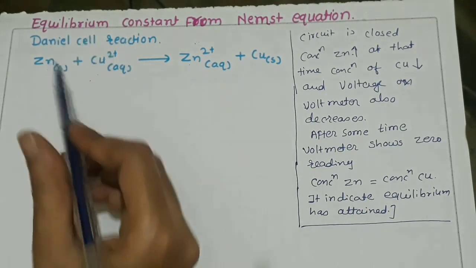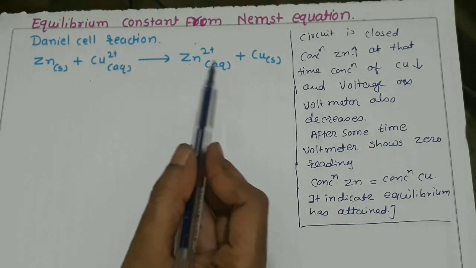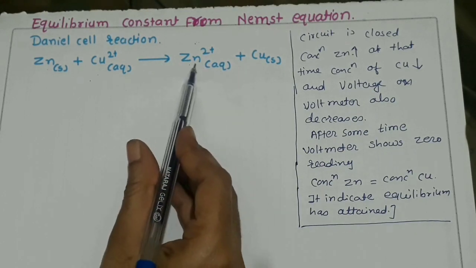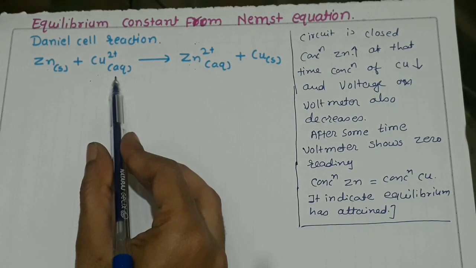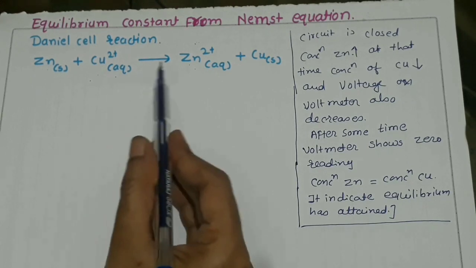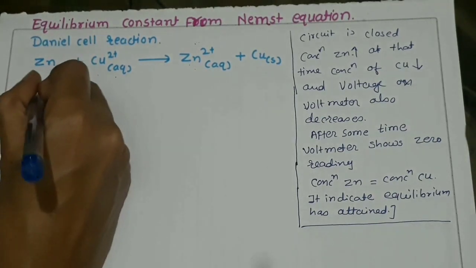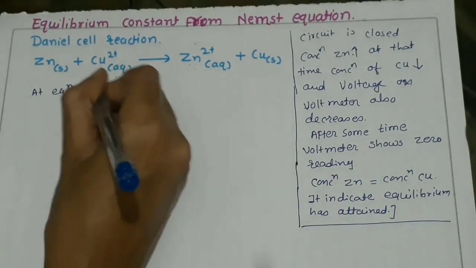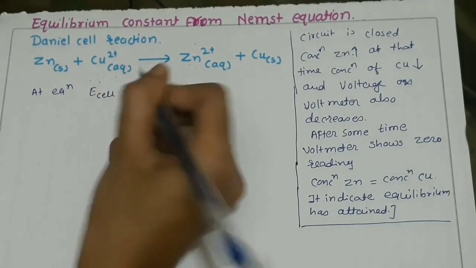Now after some time it is observed that the voltmeter is showing zero reading. That means the concentration of zinc is equal to the concentration of copper. It indicates that equilibrium has been attained. So at equilibrium, E of cell is equal to 0.